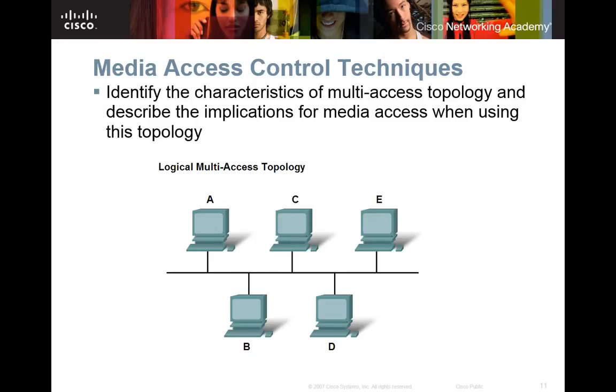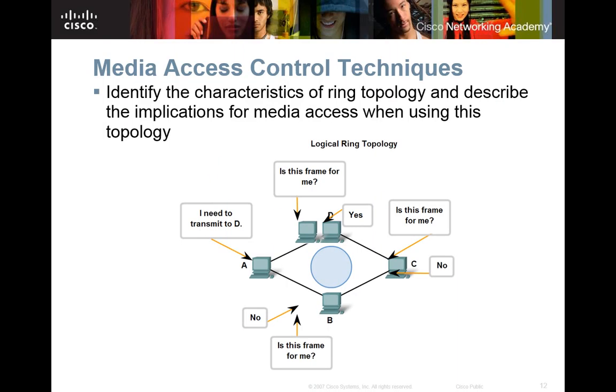What problems can occur right here? Well, if A wants to go to D, and C is sending a transmission and wants access to D, you might have a collision. Exactly. So what about a logical ring topology?